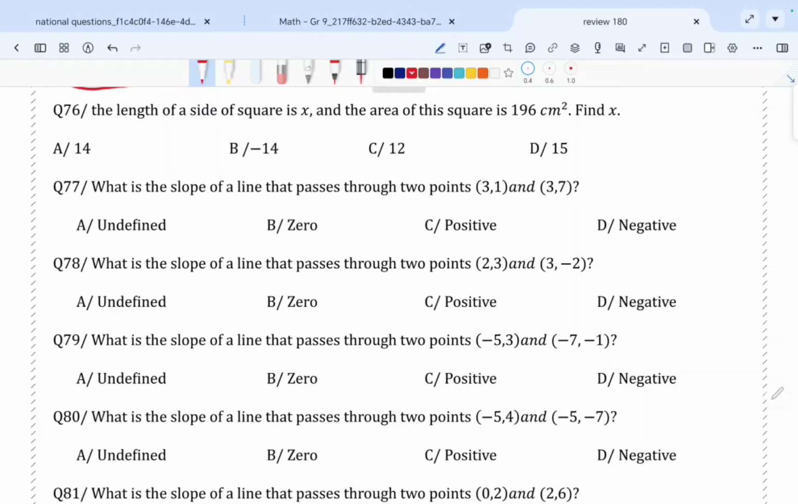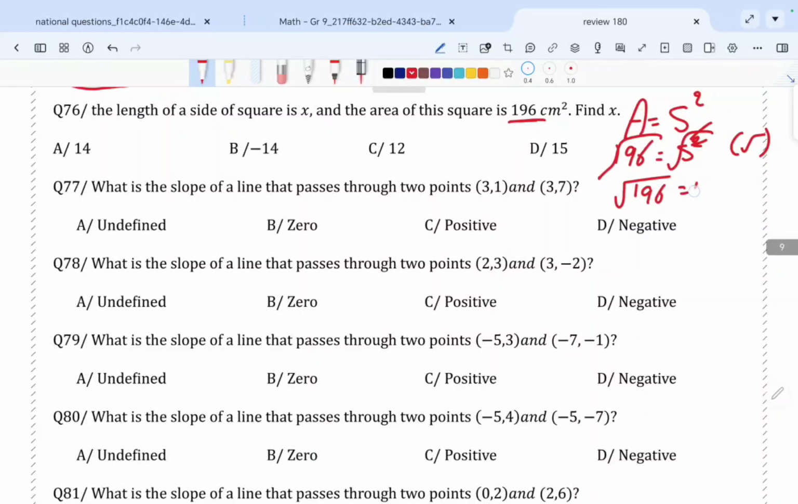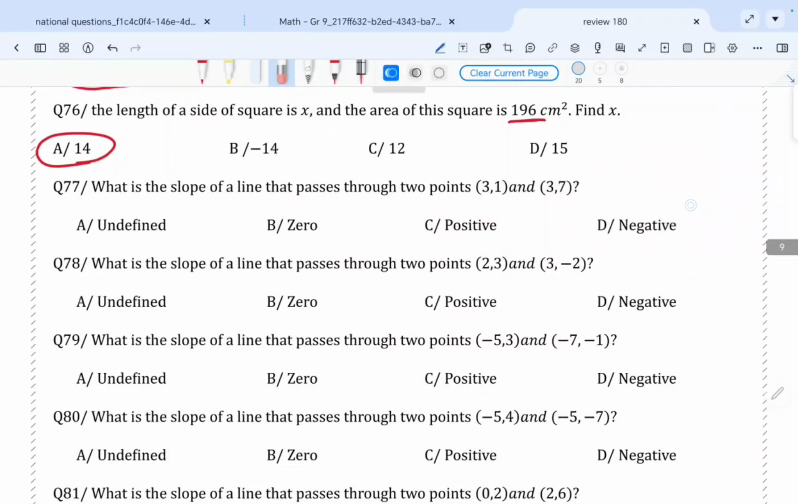Question 76. The length of a side of a square is x, and the area of this square is 196 centimeters squared. Find x. What's the rule of area? Area equals s^2. We have 196 = s^2. Take a square root for each side. Square root and power 2 cancel each other. The square root of 196 is 14. So x = 14.